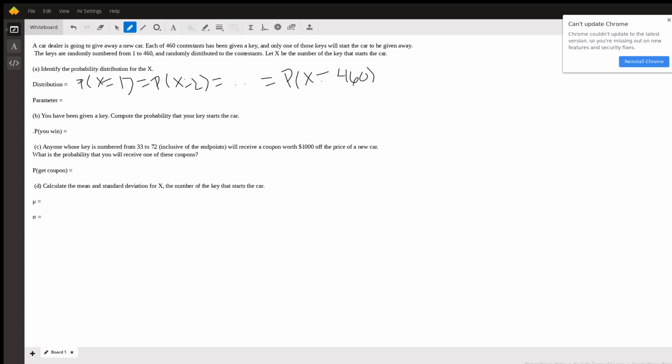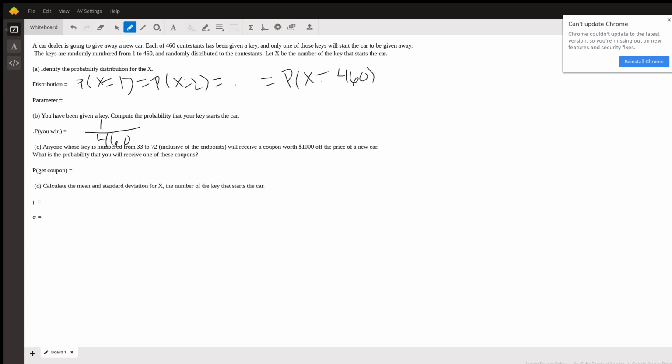So you've been given a key. Now we want the probability that your key starts the car. So the probability that you win is, well, there's only one possible option to win, and there are 460 options total. So the probability that you win is 1 over 460. You can write this as a decimal if you'd like, but a fraction's typically fine.